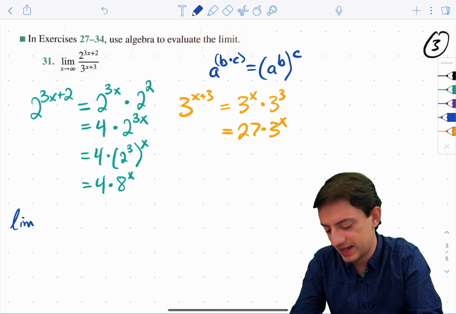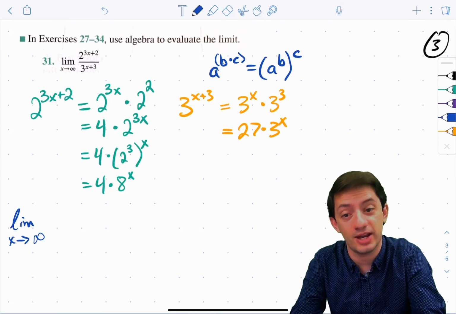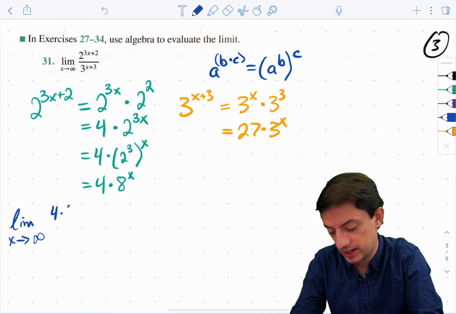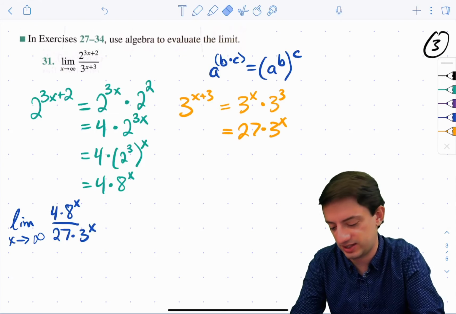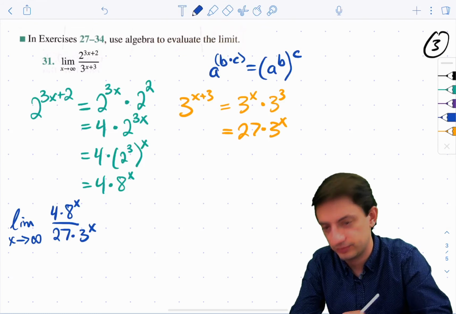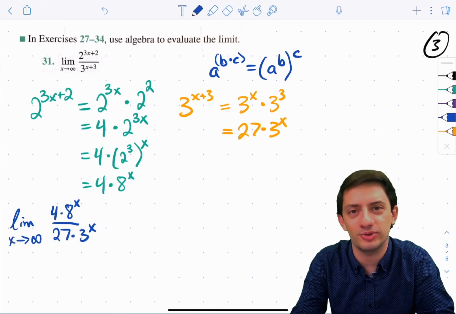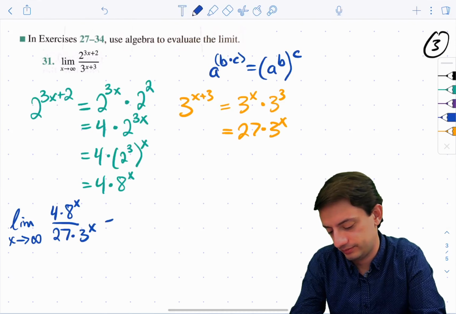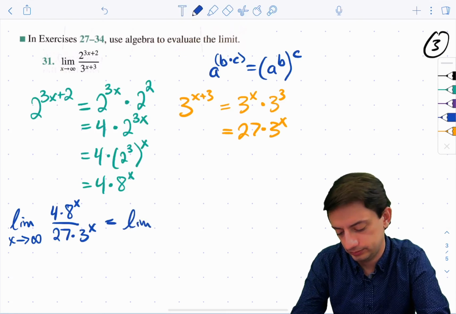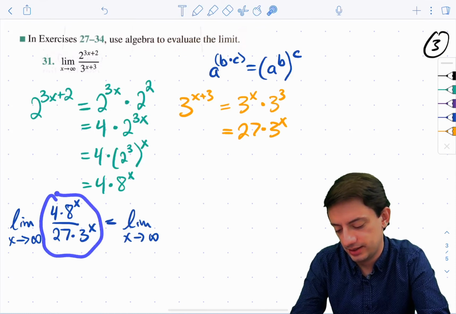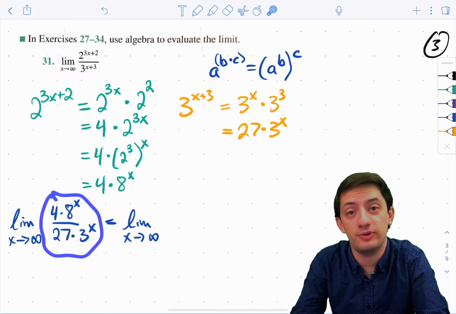We want the limit as x goes to infinity of, so now let's write what we discovered these actually are. 4 times 8 to the x over 27 times 3 to the x. And let's fix that infinity, which got a little weird. Infinity is a kind of hard symbol to write. Let's rewrite this just a little bit more. The point that I want to make is that this is actually just one big exponential function.